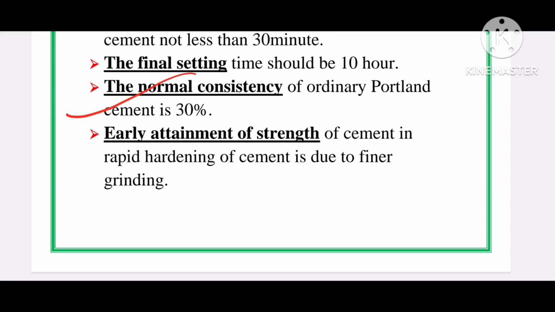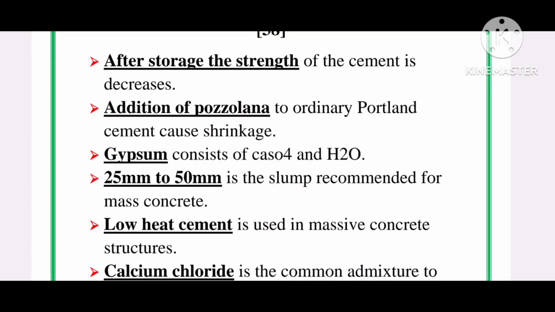Early attainment of strength in rapid hardening cement is due to finer grinding. After storage, the strength of cement decreases. Addition of pozzolana to ordinary Portland cement causes shrinkage.